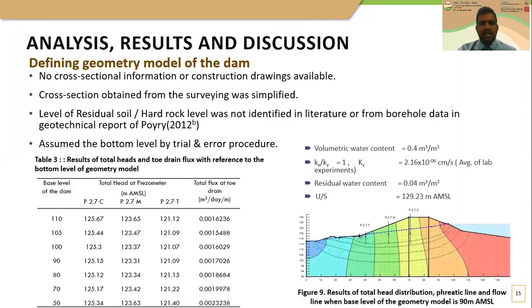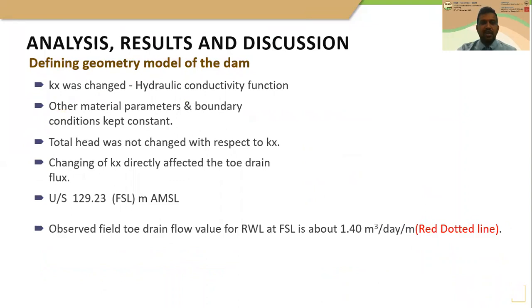For future analysis, I use 90 meters as the bottom level of the geometry using the results, which is a reasonable mid-level from the result. Here, the influence of the Kx for the distribution of total head and flux was investigated. Kx was changed in the hydraulic conductivity function, while other parameters and boundary conditions were kept constant.